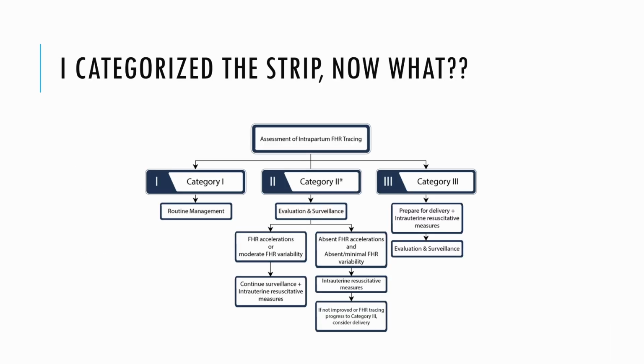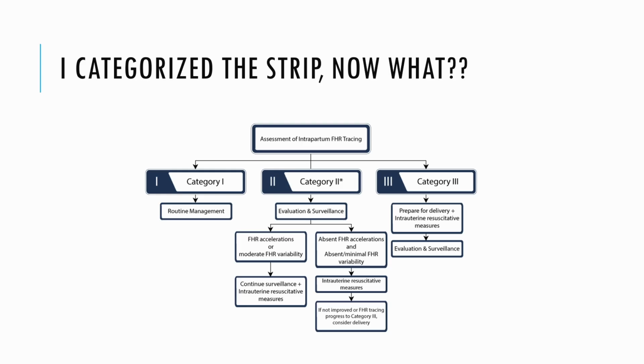Once we've categorized the strip, this one kind of tells you what to do. So if you have a category 1, great, game on, routine management, let's keep going. Category 3, okay, we need to prepare for delivery. We're also doing our intrauterine resuscitation methods. Prepare for delivery most likely is going to be via C-section. And then category 2, we're still doing our POOF interventions or our intrauterine resuscitative measures.